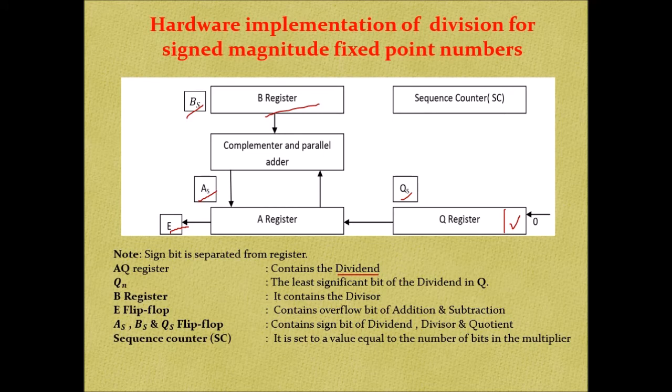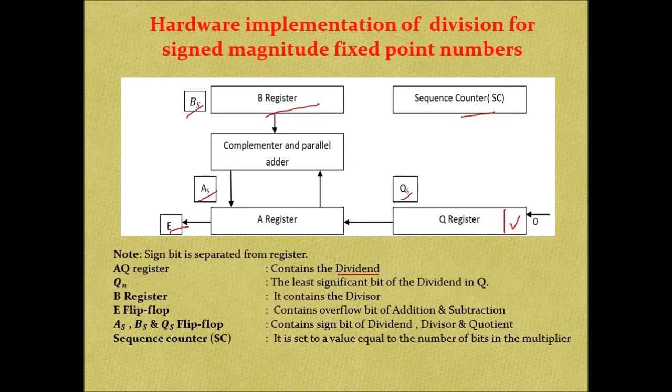And now what is SC? SC is the sequence counter. So it counts the number of steps to perform the division operation. From this diagram, we can understand that this AQ register contains the dividend, and this B register is the divisor, and the result will be stored in the Q register. That means the quotient is in the Q register.